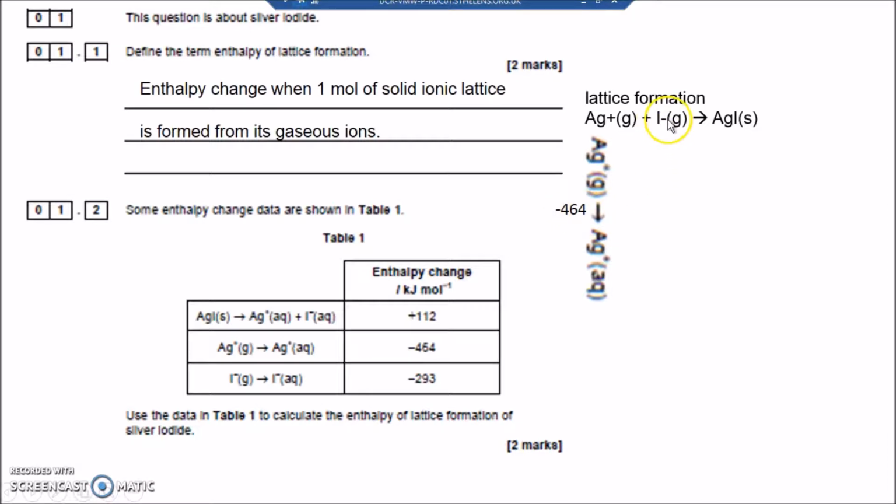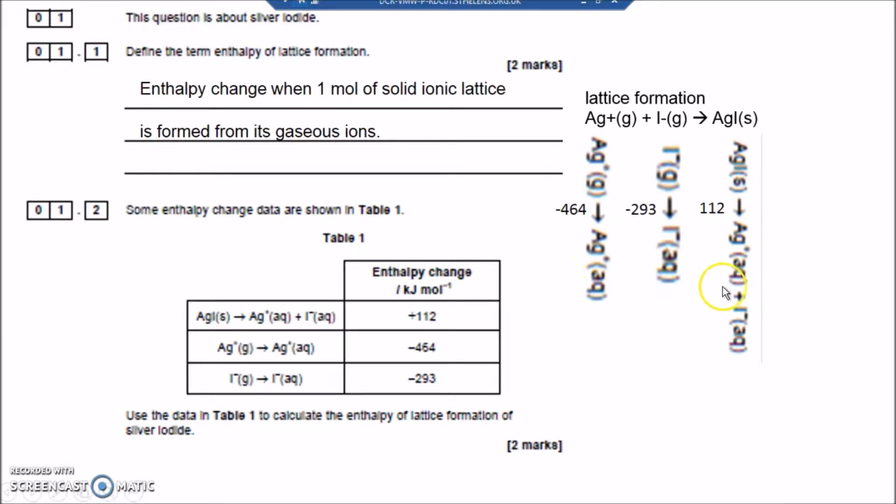Have we got anything with I- gas in it? Yes, we have: I- gas coming to I- aq. So we've got that equation, I- gas coming down to I- aq, and the enthalpy change is minus 293. Have we got anything with AgI solid in it? Yes, we have. AgI solid going to Ag+ aq and I- aq. We know the enthalpy change for that is plus 112.